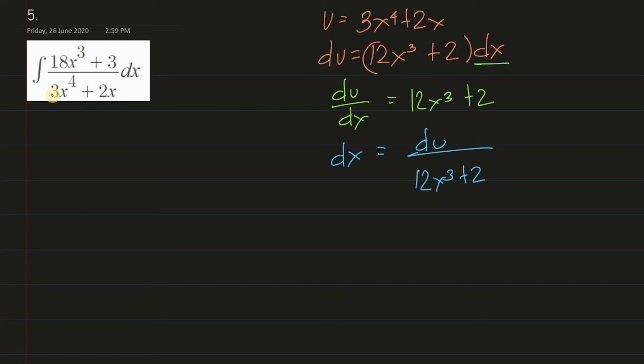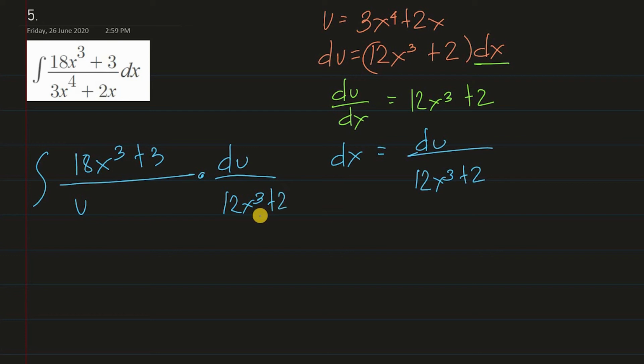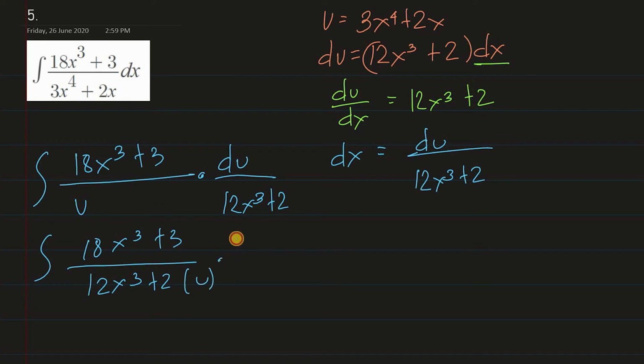Alright? So, mag-substitute na lang tayo dito sa ating function. Yung numerator natin would be 18x cubed plus 3 over, since ito yung u natin, let's write that as u, di ba? Kasi 3x to the 4 plus 2x, so, ito magiging u. Ngayon, i-multiply natin yung dx. Ang value ng dx natin ay du over 12x cubed plus 2. So, ayun guys, simplify na natin. 18x cubed plus 3 over 12x cubed plus 2, u, tapos meron pa tayong du.